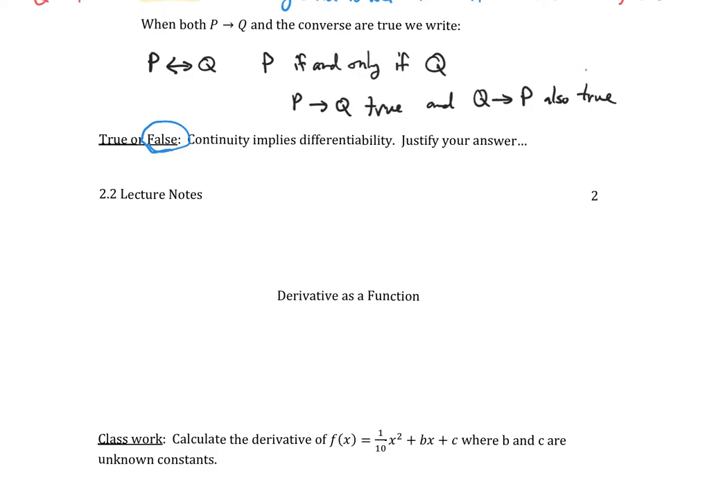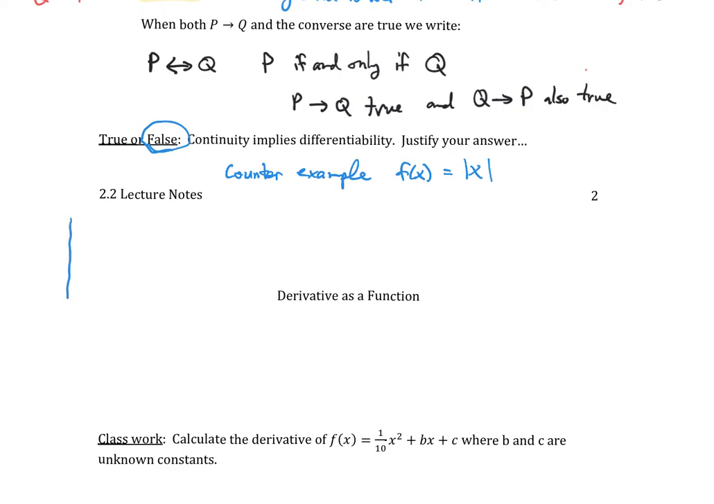And how can I show you that it's false? I show you it's false by providing a counterexample. So the counterexample is the function f of x equal to absolute value of x. Okay, so how do we know that f of x equal to absolute value of x is not differentiable? First of all, we know it's continuous, right?